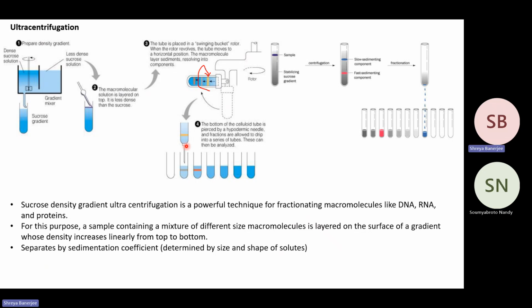Suppose there is a mixture of proteins. The more dense protein will go towards the bottom and the less dense will be at the top. So using ultracentrifugation, you can separate them out. One method of separating proteins we saw was SDS-PAGE. Another method is ultracentrifugation, which separates proteins by the size, mass, and density of the protein molecule.